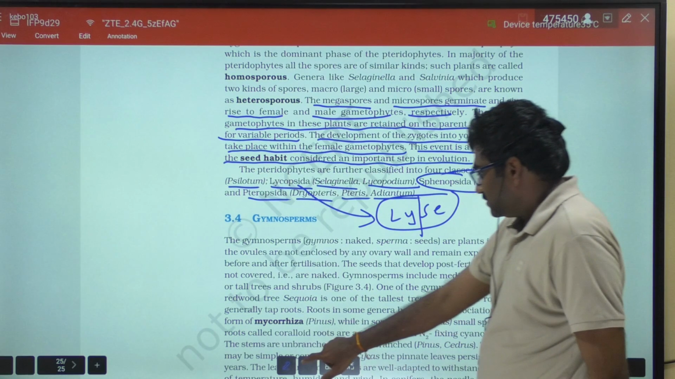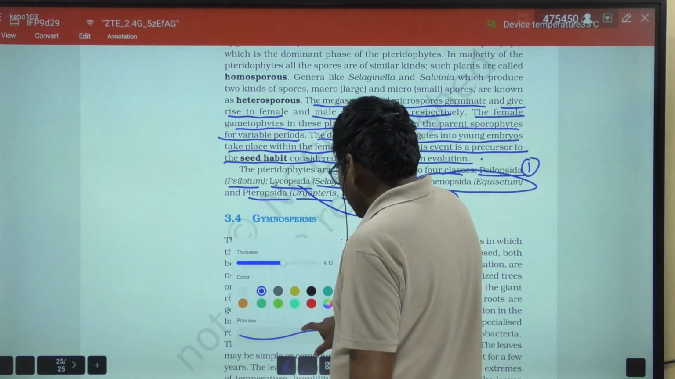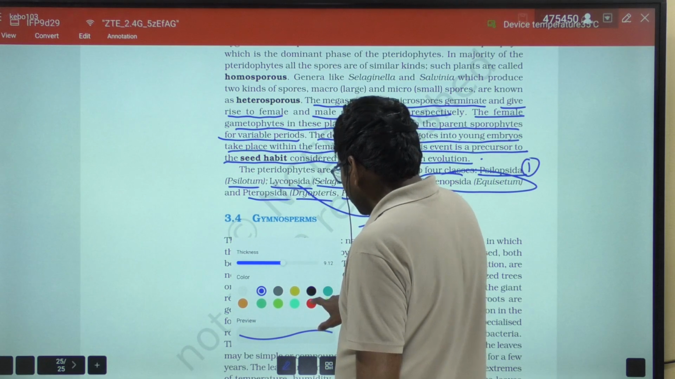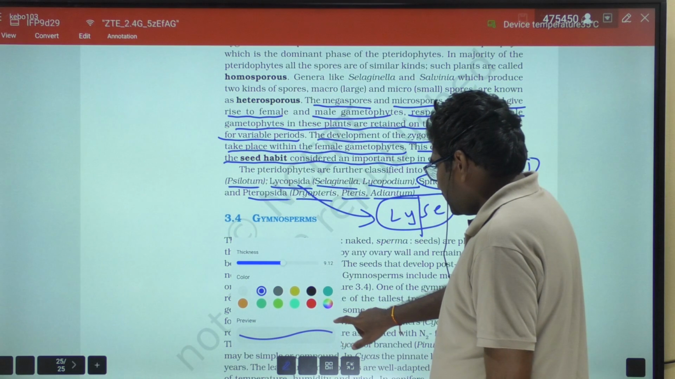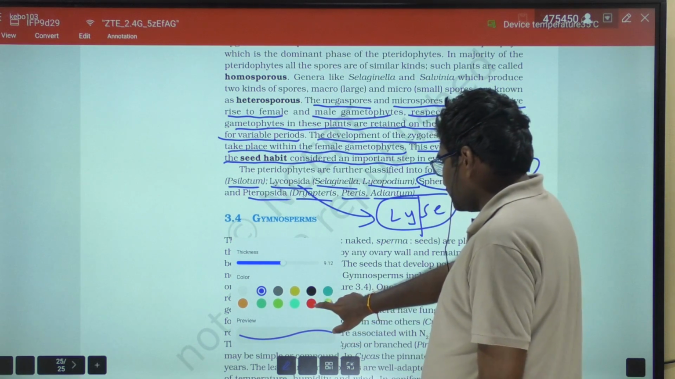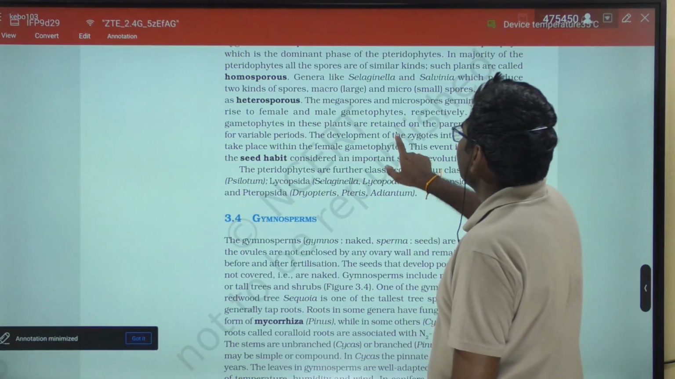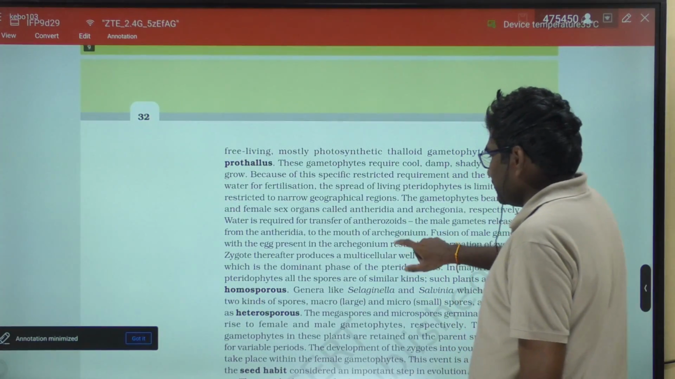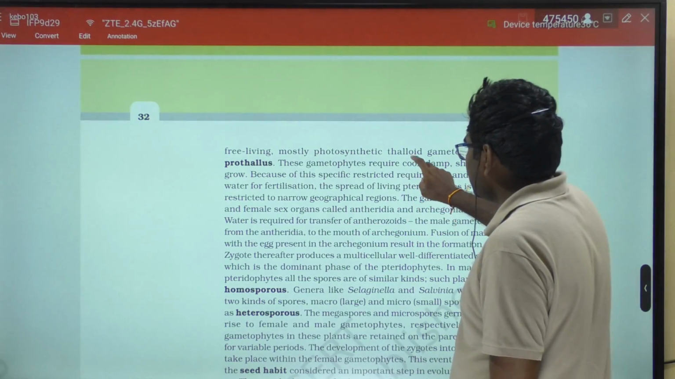So in pteridophytes, we need to remember the important step in evolution, that is the precursor to the seed habit: the development of young embryos takes place in the female gametophyte. It is very important. Most of them are homosporous in nature and some are heterosporous.